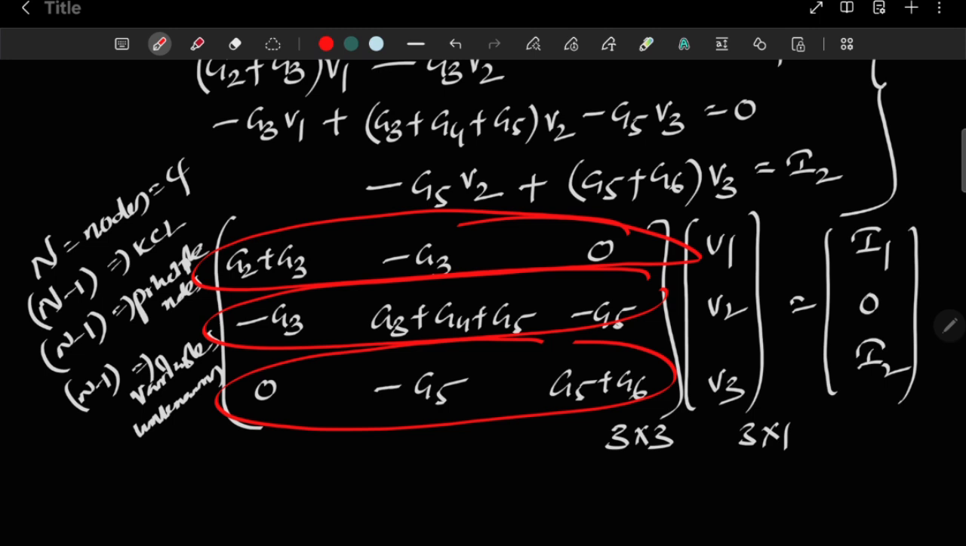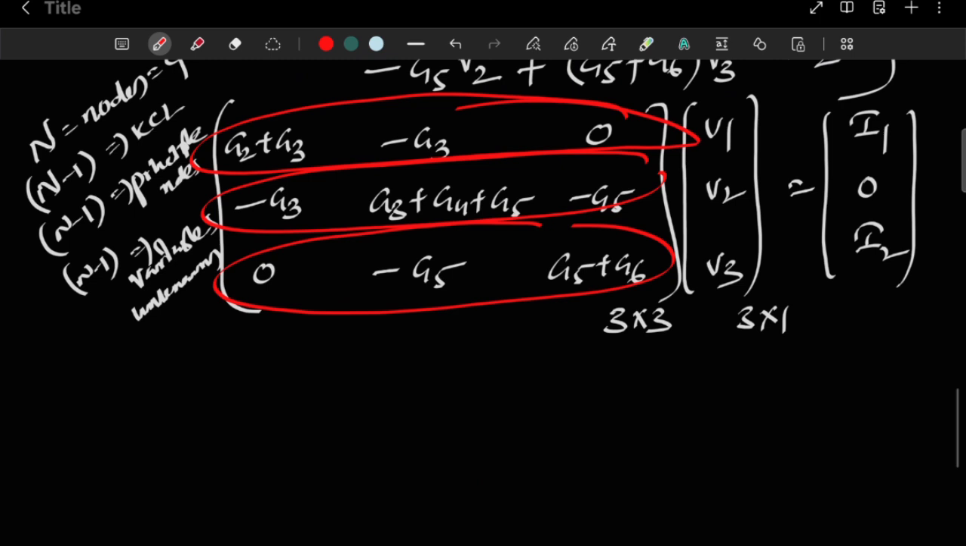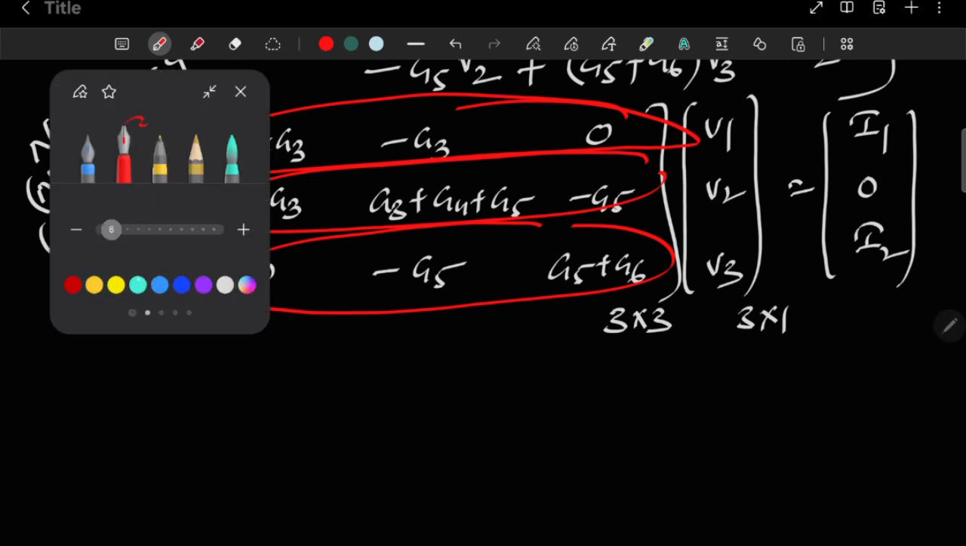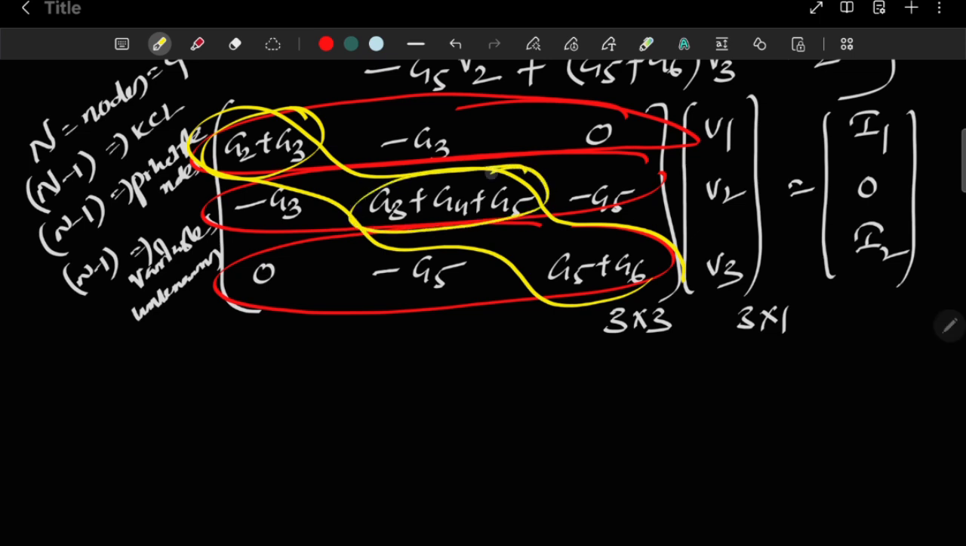And if you see carefully, this matrix is a symmetric matrix. You see the diagonal elements, all are positive. The conductances connected to node 1 are G2 and G3. That is the first element. The conductances connected to node 2, three of them, are G3, G4, G5. That is the second diagonal element. And the conductances connected to node 3 are G5 and G6. That's why those are directly available.